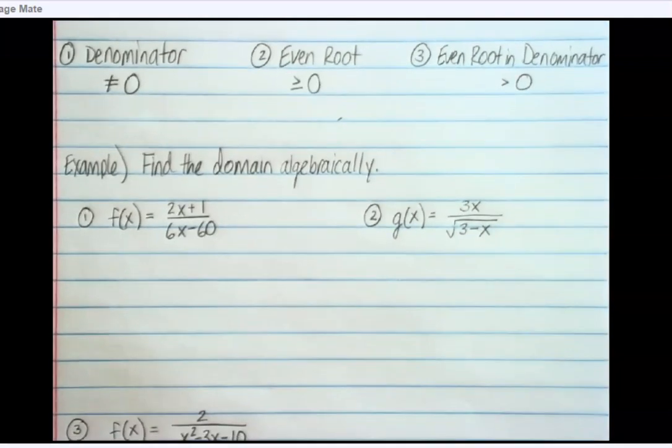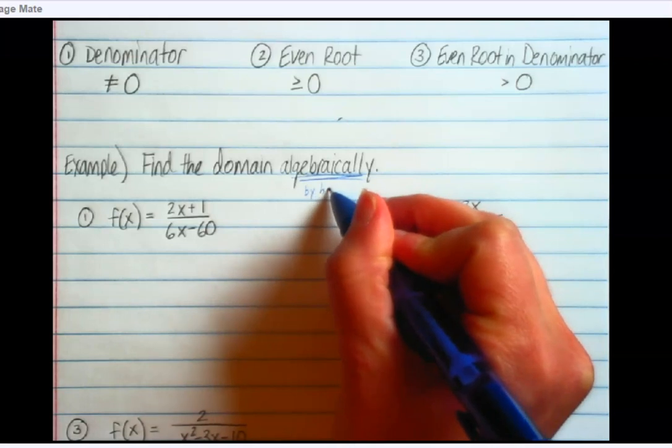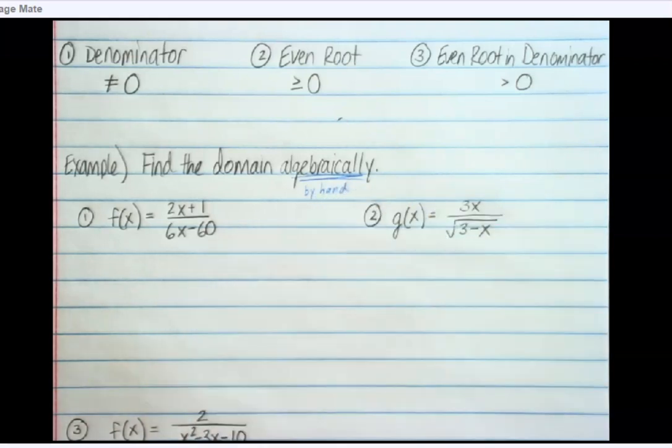It says find the domain algebraically. Algebraically just means by hand, so not by graphing it. If you were ever unsure of the domain, a graph is a good way to double check yourself, but we want to try and find these by hand.